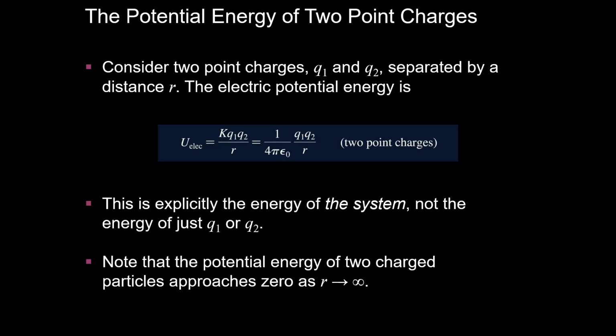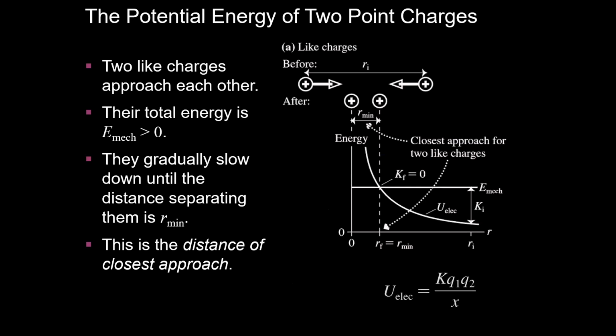Okay, so no matter what positions they're at, if it's a positive potential energy, what you see here is that their distance will increase as they move further away from one another. Well, duh. Their distance will increase as their potential energy decreases.